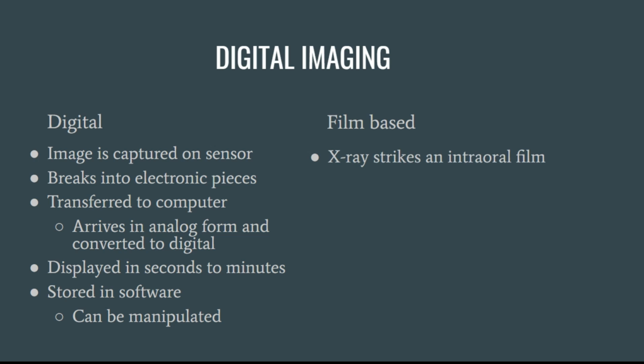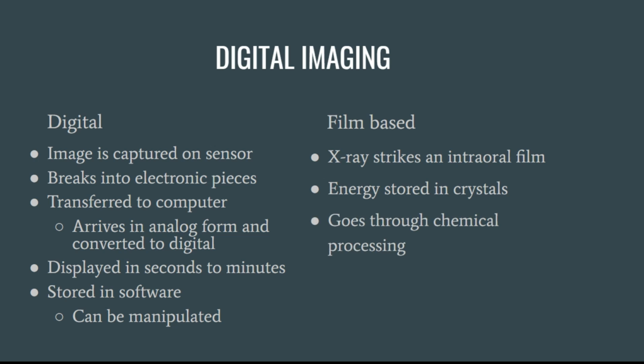With our film-based images, an X-ray strikes an intraoral film. So it goes through all of the stuff inside of the tube head. An X-ray strikes the intraoral film. The energy is then stored inside the silver halide crystals. It goes through the chemical processing, whether it's an automatic processor or you're manually processing, it still goes through chemical processing. And this can take several minutes.